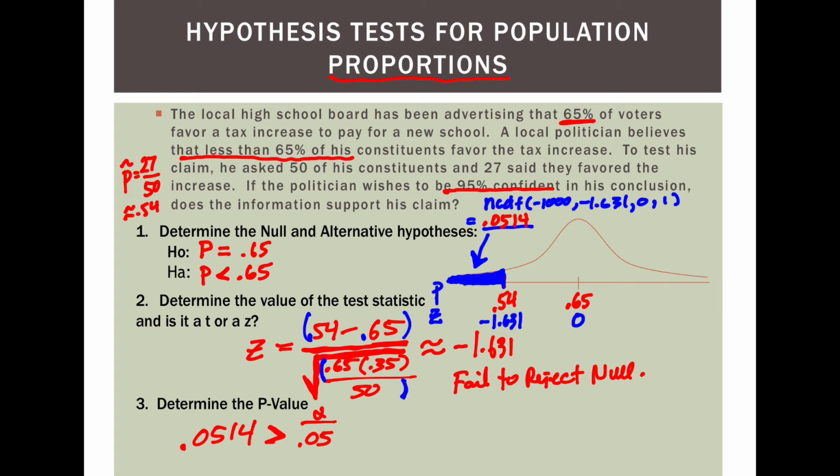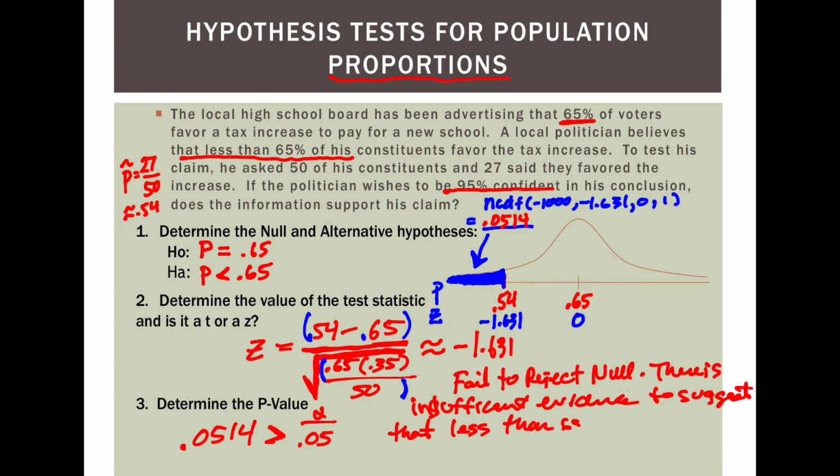We continue now and say, does the evidence support or not support the alternative? If we fail to reject, we say there is insufficient evidence to suggest that less than 65% of his constituents favor the tax increase. Right? Stick to the script.